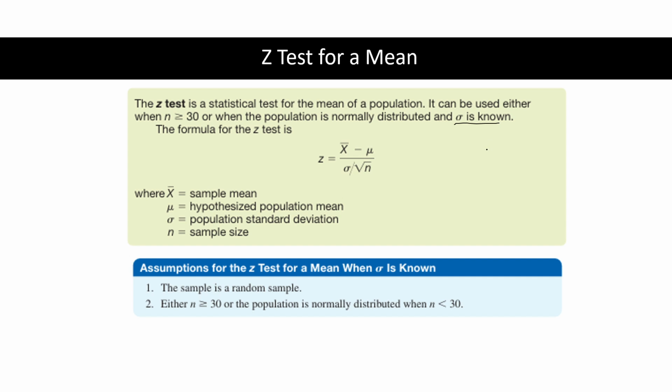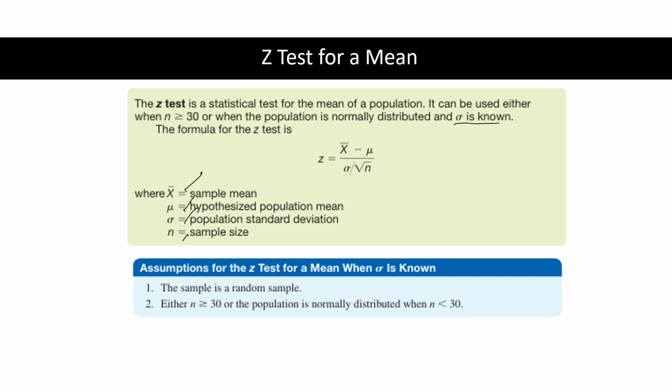Z is the mean minus mu over the standard deviation over the square root of n, where the mean is the sample mean, mu is the hypothesized population mean, sigma is the population standard deviation, and n is the sample size.